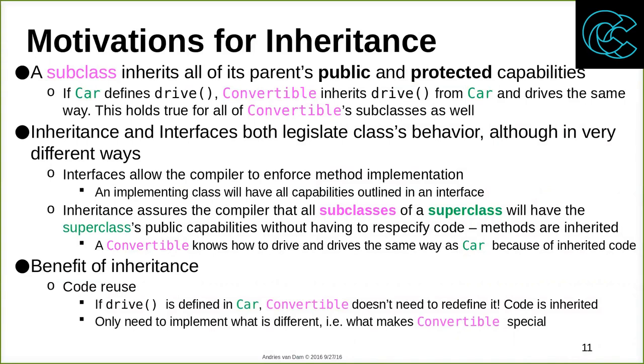So let's say, going back to the previous example, if you have this drive method or the turn on engine method, and all the subclasses, for example convertible and sedan, use the same mechanism to turn on the engine, then you can move this turn on engine to a superclass and have the convertible and the sedan inherit from it. So compared to an interface, where you cannot provide the definition, in the superclass you can provide the definition.